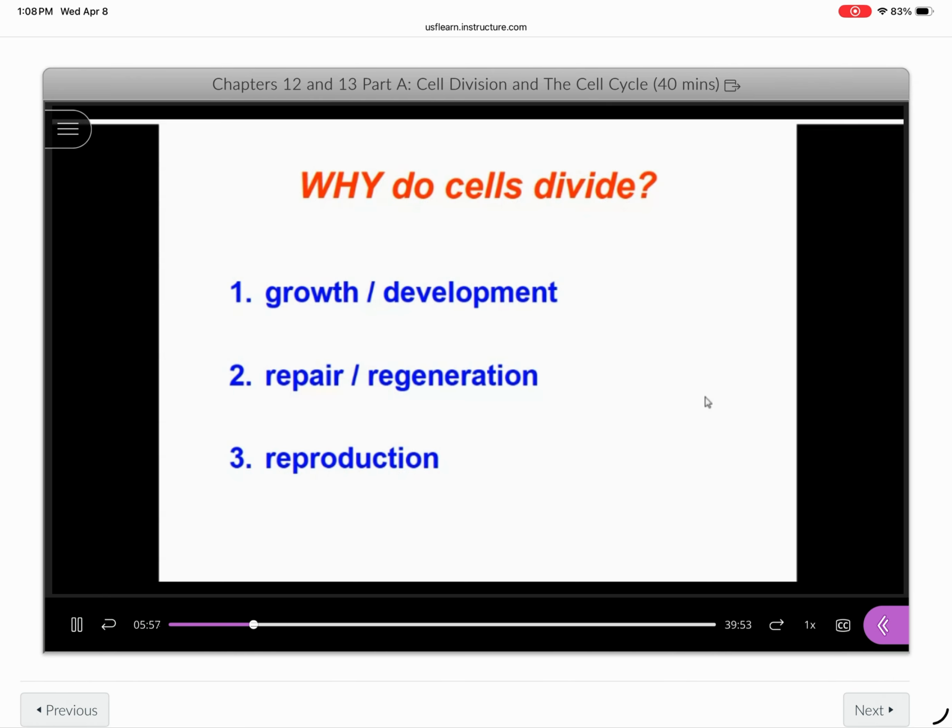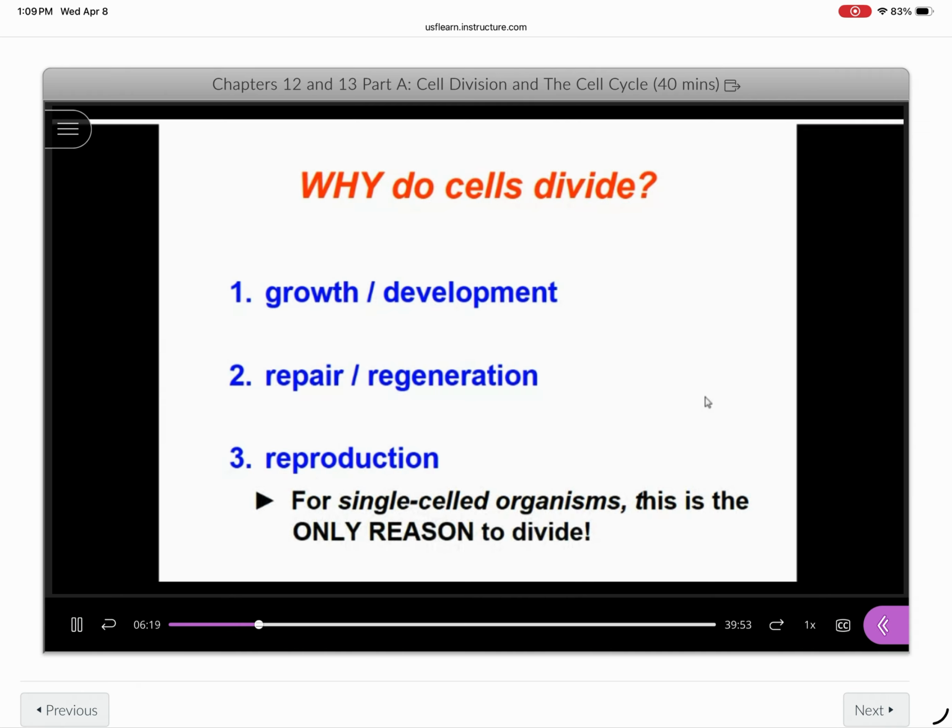Reproduction inevitably involves cell division. And I don't care if you're single-celled life or if you're multi-celled life, you reproduce by cell division, or it's part of your reproduction, excuse me. So here are 3 reasons why cells divide. Let's just say if you are a single-celled organism, this is the only reason you divide, right? When you divide, you reproduce. So points 1 and 2 don't apply.